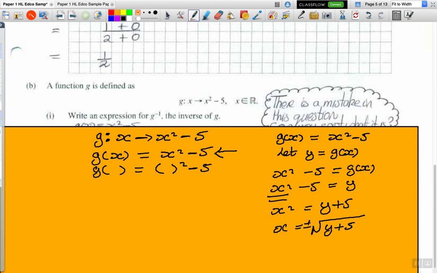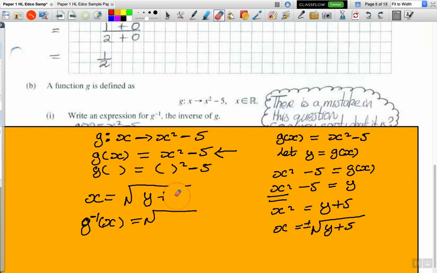Now this question, finishing off, we're going to choose the plus value. So it's going to be the square root of y + 5, and then you've got to remember the trick. You now say the inverse function of x is equal to the square root of, and the y gets changed back into an x, plus 5.